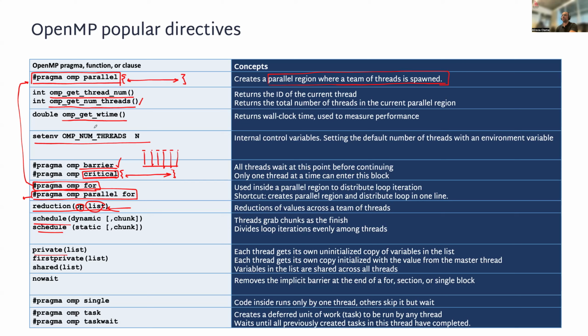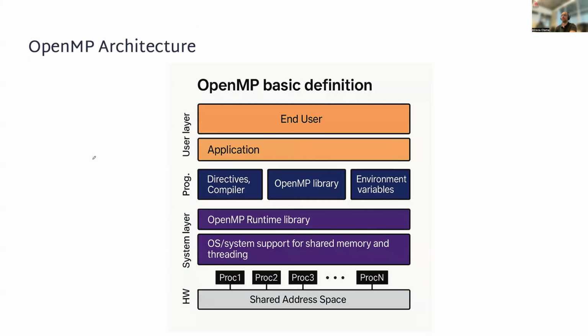So what I want to mention here is that you can have different compiler directives in OpenMP, and by combining these compiler directives, you can have a high quality parallel code that works correctly as you might expect. And this is the OpenMP architecture, how it works internally. So it has an end user layer, which is the end user. Then you have the application written in OpenMP. Your application contains some library calls, some compiler directives, and some environment variables.